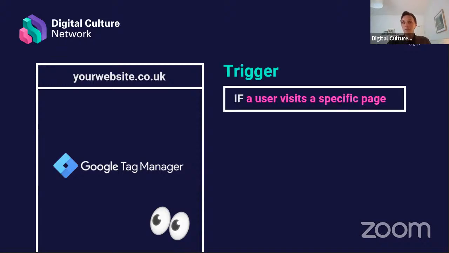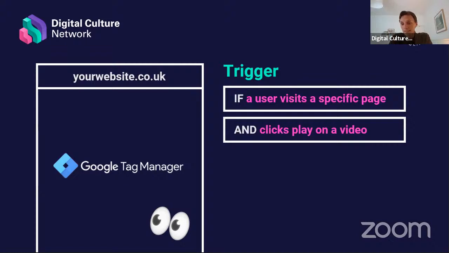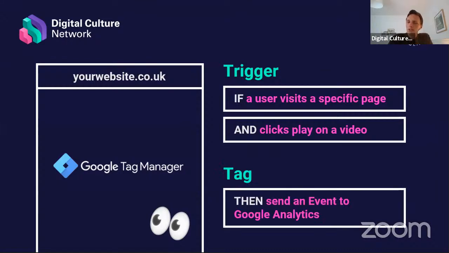So this is where we go a bit more specific. If a user visits a specific page, so not any page on your website, a specific page, and they click play on a video on your website, then we're going to send that information to Google Analytics. Now, that information doesn't get tracked as standard with Google Analytics.